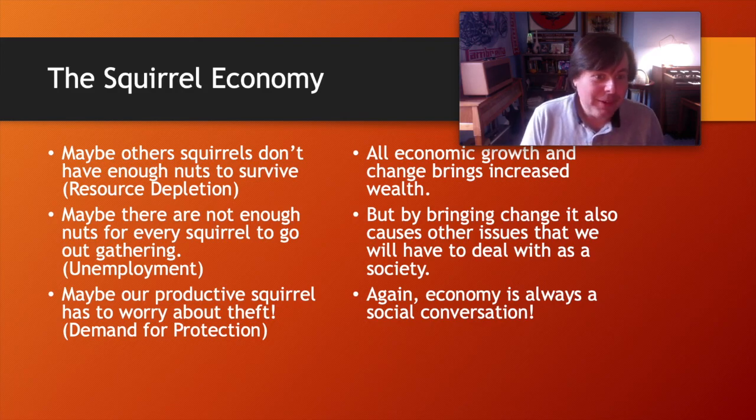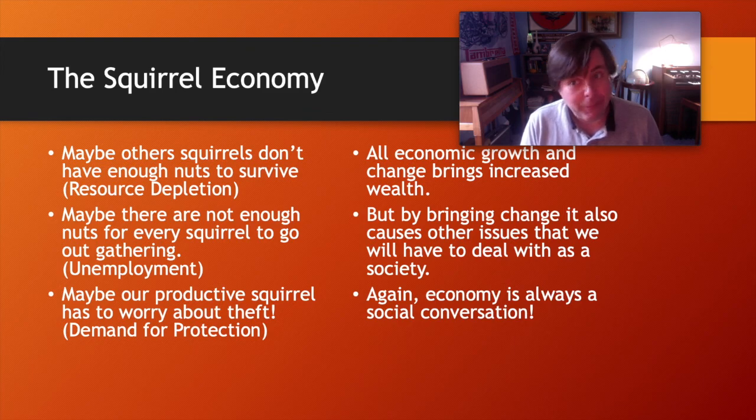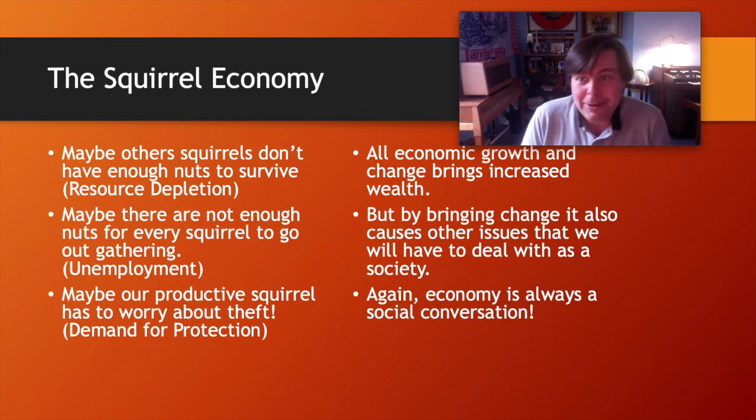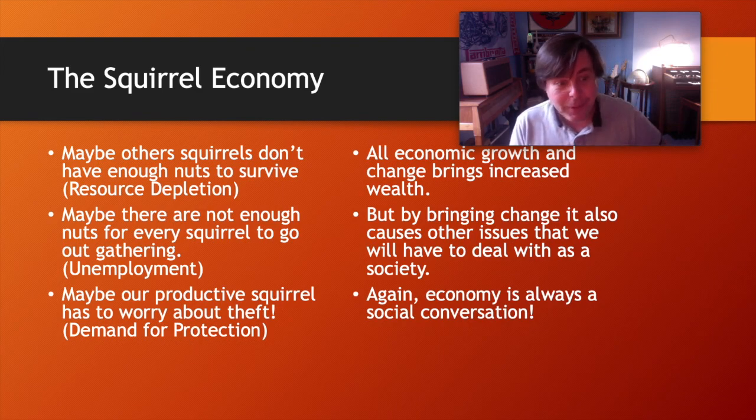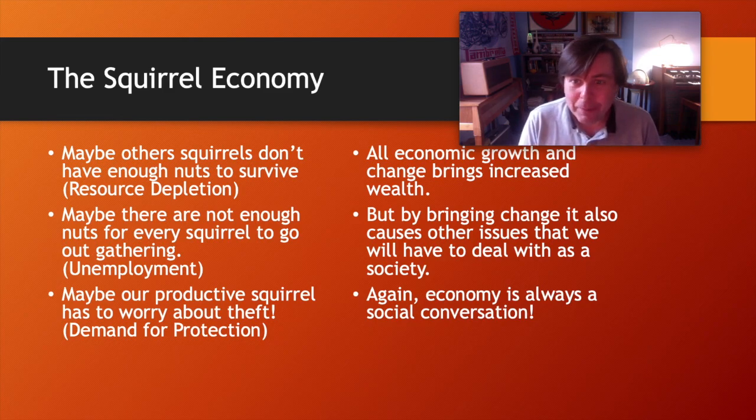Okay. Maybe there's not enough nuts for every squirrel to go out gathering. So in other words, other squirrels are like, forget it, I'm not going because there's no nuts out there. Well, we call that unemployment. Maybe our one squirrel has to worry about theft, right? Because the other squirrels are like, there's no nuts left. We're going to go take that squirrel's nuts. Now we've got a demand for protection or demand for property rights.